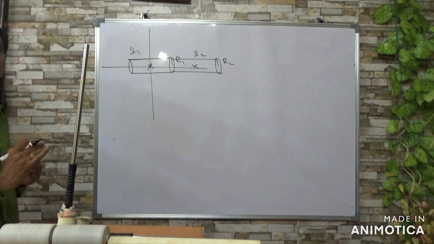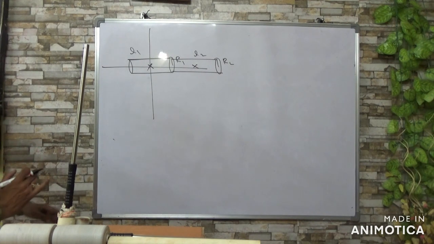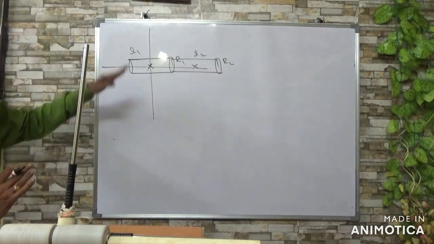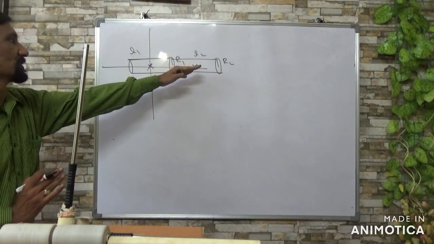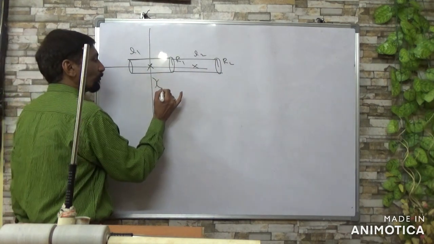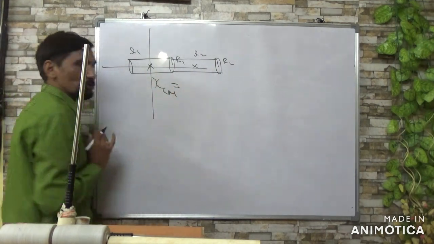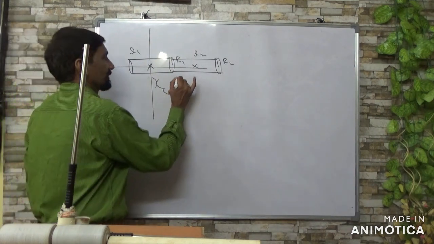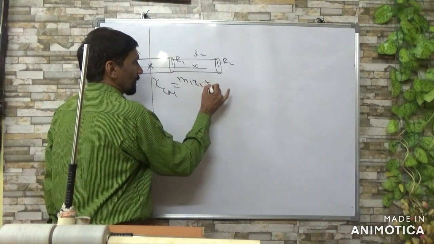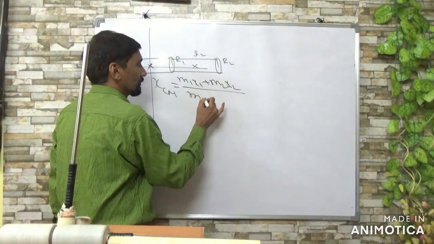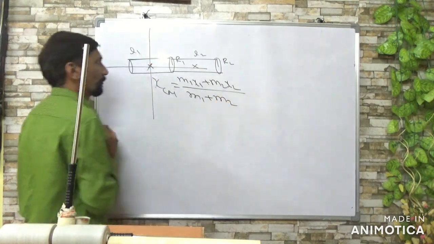Whenever you are going to find the coordinates of center of mass when one body is added to another body, we always take from the center of the first one to the center of the second one. And the formula we use to find the coordinates of center of mass is m1 x1 plus m2 x2 by m1 plus m2.